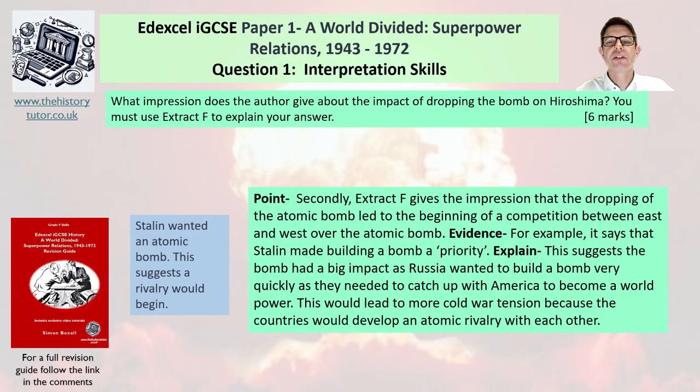So I've said, secondly, Extract F gives the impression that the dropping of the atomic bomb led to the beginning of competition between East and West over the atomic bomb. For example, it says that Stalin made building a bomb a priority. This suggests that the bomb had a big impact as Russia wanted to build a bomb very quickly as they needed to catch up with America to become a world power alongside them. This would lead to more Cold War tension because the countries would develop an atomic rivalry with each other.